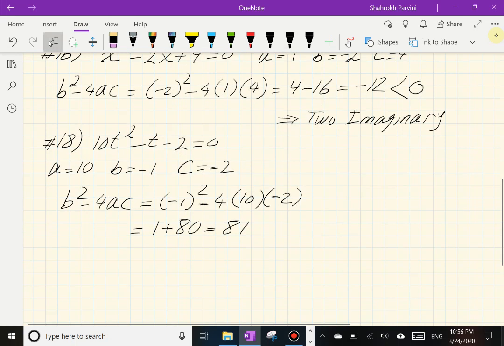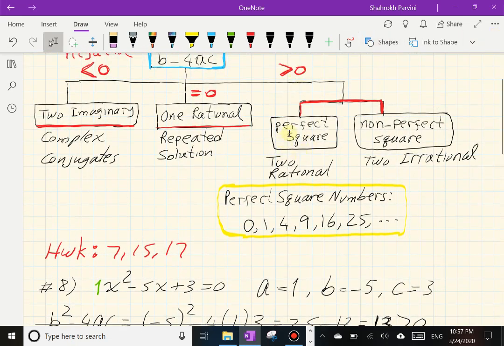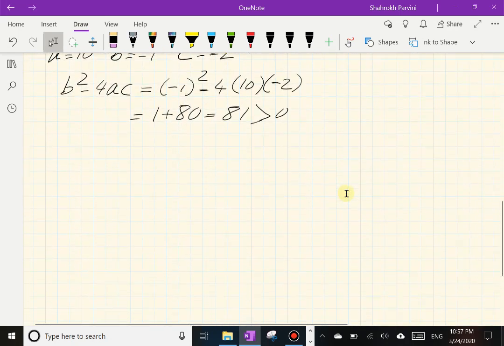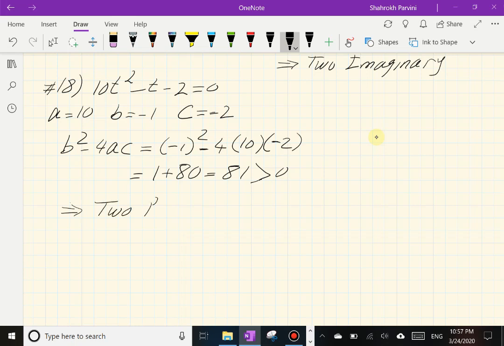And 81 is a perfect square, correct? First of all, 81 is positive. Then if you go up here, 81 is in this list of perfect squares. So we're going to have two rational solutions out of this work. And that's what I'm going to write down. So in the way of solution, therefore, we have two rational solutions out of this work.